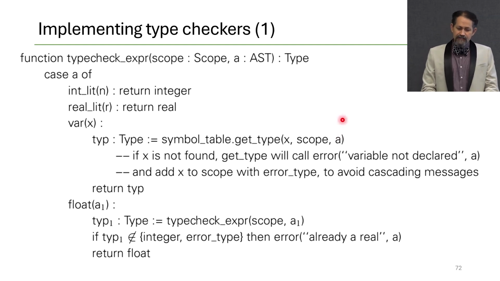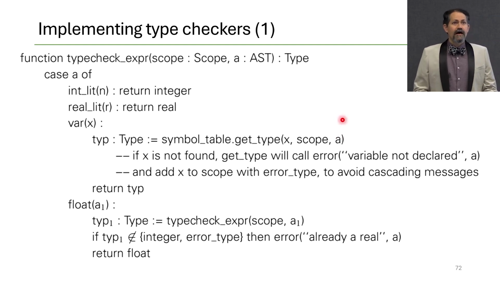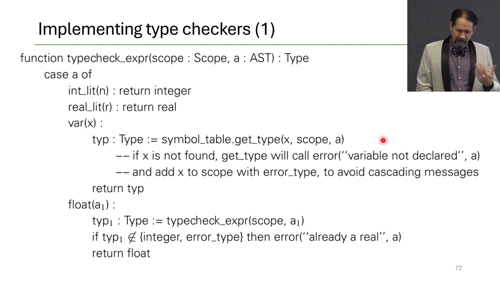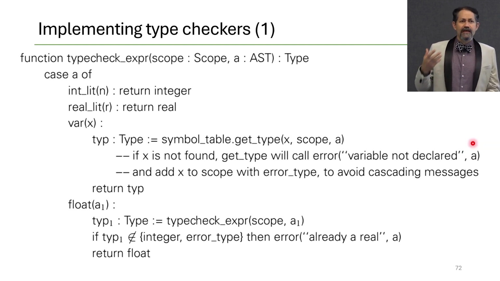The AST is not needed for the lookup itself, but if X is not found, then getType will call an error routine. And the error routine needs to be passed, first of all, that the variable is not declared, because we found a variable that's not in scope. But we also need to pass the location of the error, which in this case is the place it's using X where it's not declared. And so passing in the AST A is basically giving some information to the symbol table so it can report error messages better.